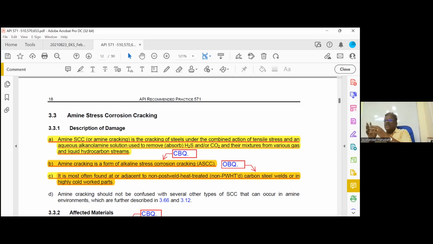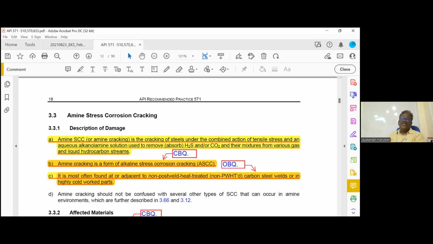Now, if it is completely saturated, the saturated amine is called a rich amine because it cannot absorb more H2S. Like sugar, if you are putting it in a coffee and you have excess sugar, it will not dissolve because it is saturated. In rich amine, the cracking is not a problem. It is only a problem with the lean amine service. Lean amine means it can still absorb. Then only it will have a problem.